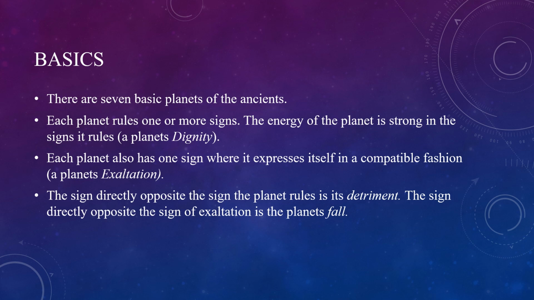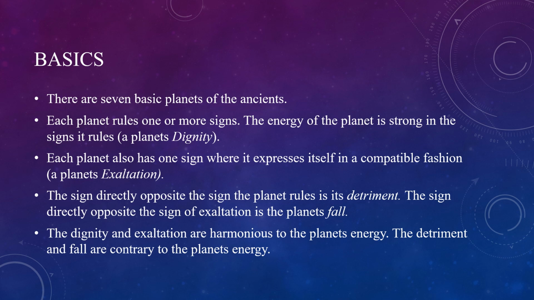The sign directly opposite the sign that the planet rules is its detriment. That means that when the planet is in the sign that is its detriment, its effects are lessened. And the sign directly opposite of the exaltation is the planet's fall. This is another example where the energies of the sign and the planet are clashing with one another. As I said, dignity and exaltation are harmonious to the planet's energy. Detriment and fall are contrary to the planet's energy.